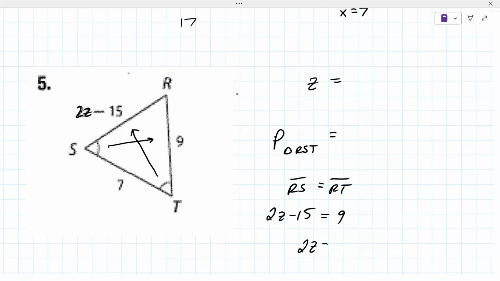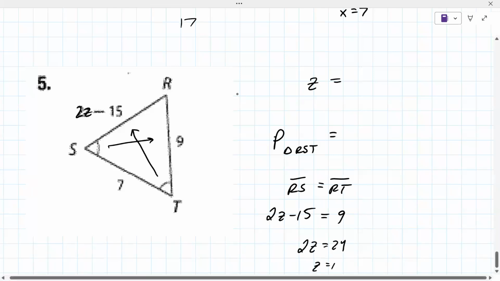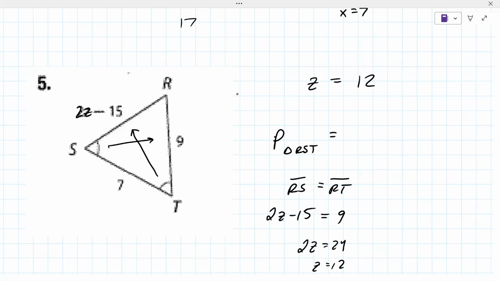Then I got 12, okay, that's fine. So z is 12. That's not the length of the side, though. That's just the value of the variable. Yeah. So now find the perimeter, please. Perimeter is 25. It is 25. Nice.